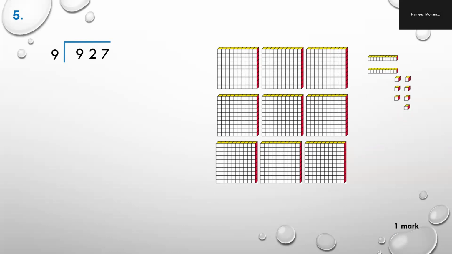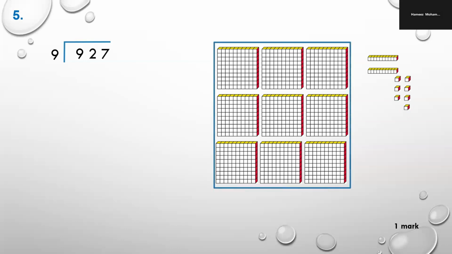Now, what does it mean to divide by 9? 9 into 927. So teachers say 9 into 9 is 1. Well, what it really means is that we have 9 squares here. Can we form a group of 9? Yes, we can. We can form one group of 9 squares. So that will give us 1 square or 100.